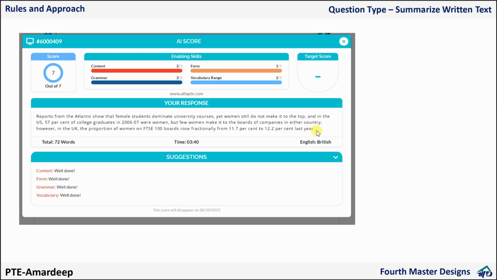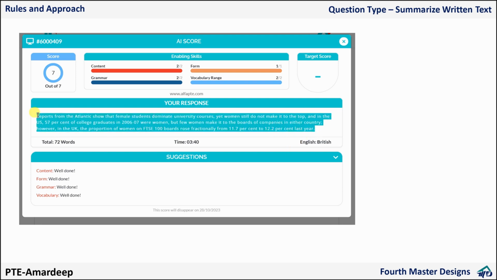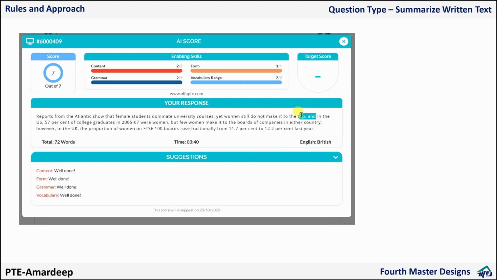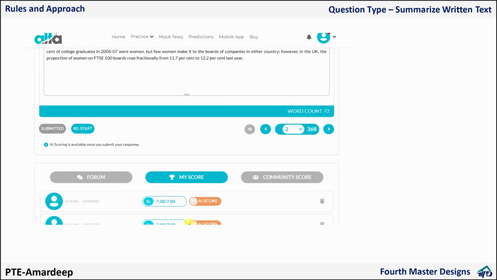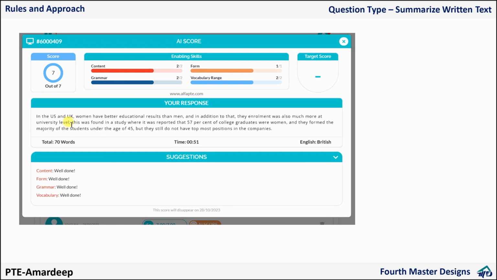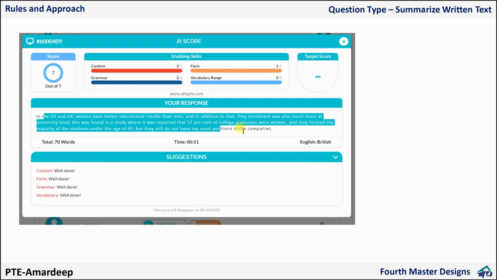So I did it in two ways. This is what I copied from the passage. I just put and here, then I put but here, then I put however and semicolon here. Rest everything copied from the passage. I got 7 out of 7. And here also, I wrote something on my own. It was very basic. Still I'm getting 7 out of 7.